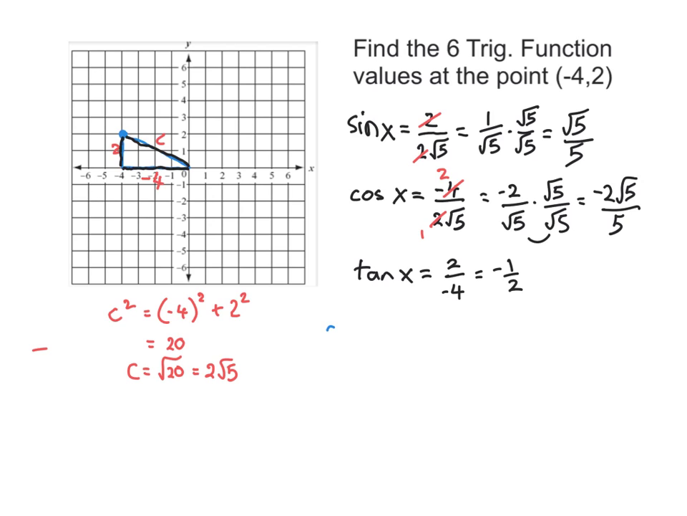Now the reciprocal functions. We know that cosec x is the reciprocal of sine, so if we turn this one upside down, it doesn't matter which of these 3 we turn upside down, we'll get the right answer, and we get the answer root 5. Sec x is the reciprocal of cos, so we can turn this one upside down, so negative 5 over 2 root 5, which is negative root 5 over 2. That negative sign can go anywhere. And cotangent x, which is the reciprocal of tan, we can just turn this one upside down, negative 2 over 1 is negative 2.